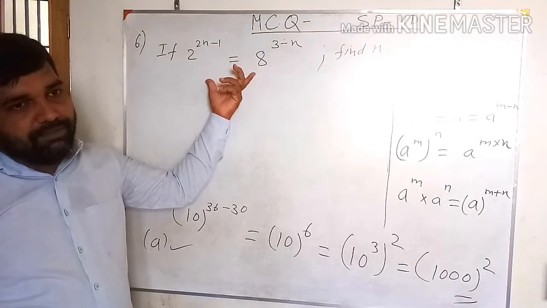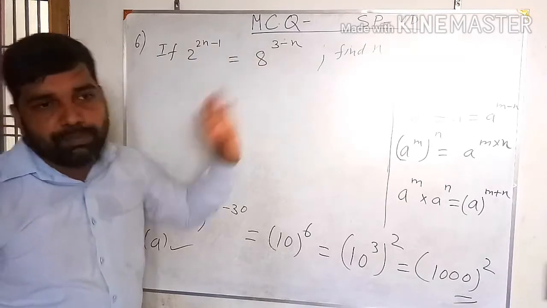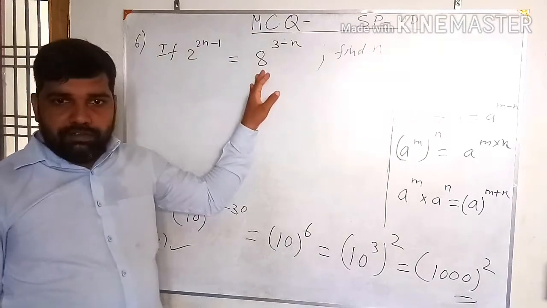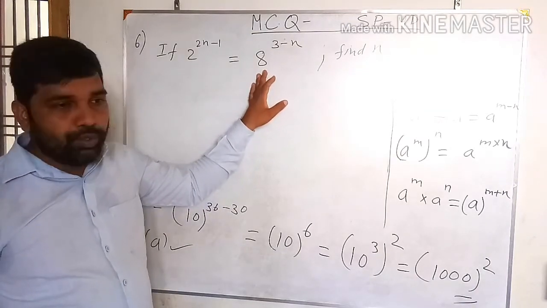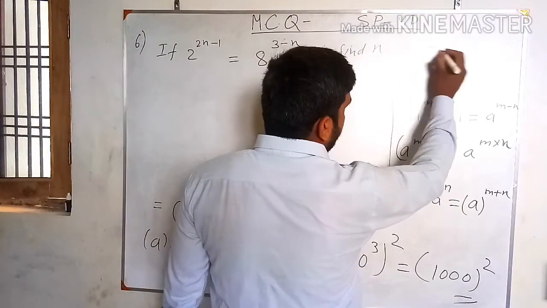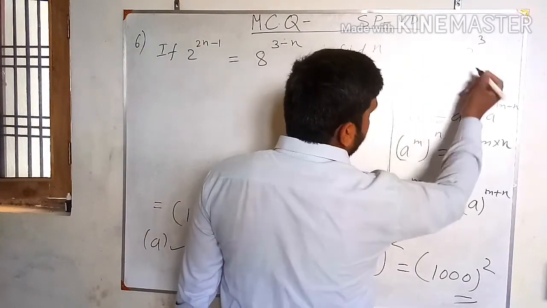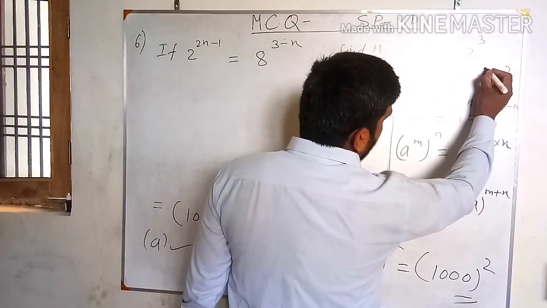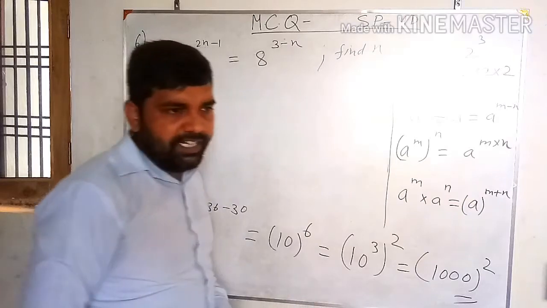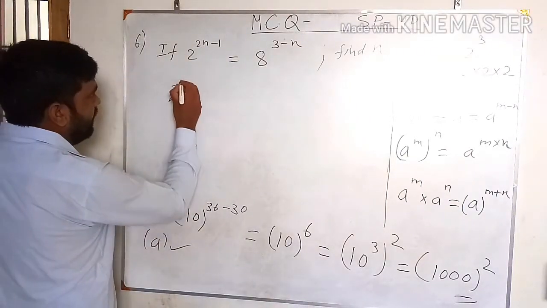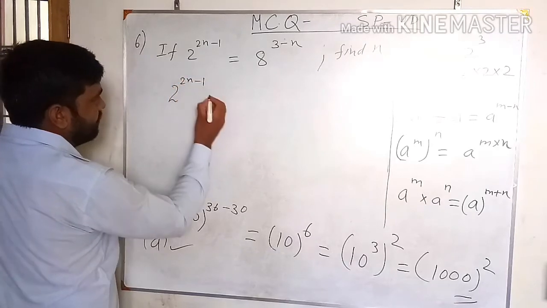If two exponentials have equal bases, their powers should also be the same. Now 8 can be written in the form of base 2. 8 is 2 cube. If you multiply 2 by itself 3 times, you will get 8.